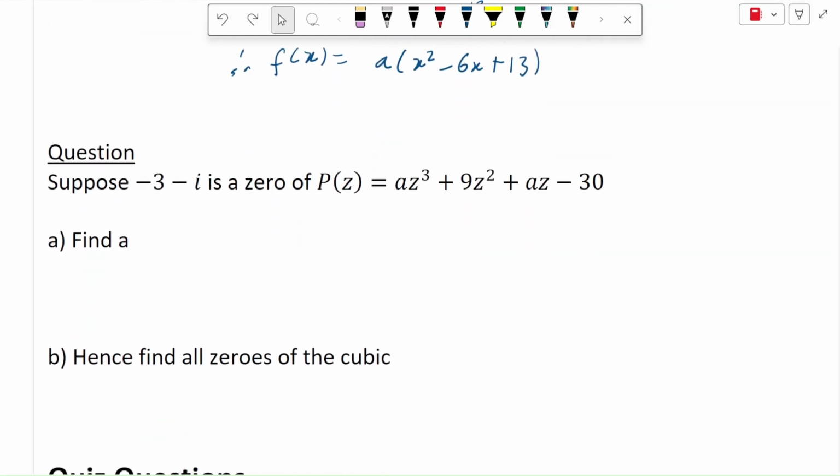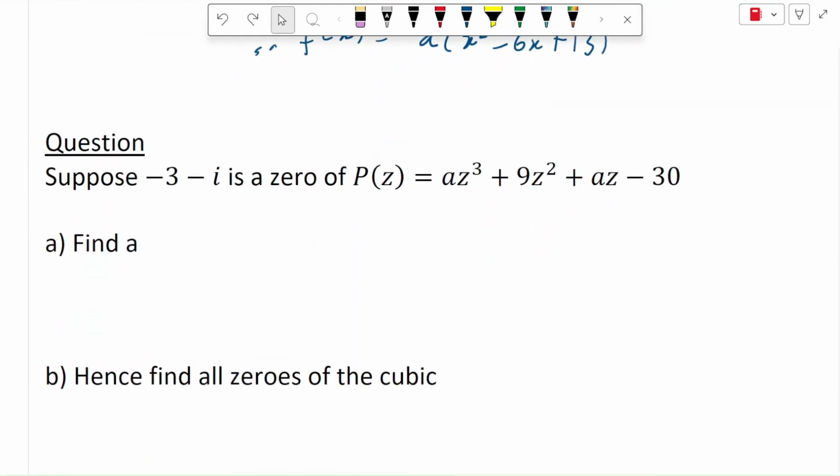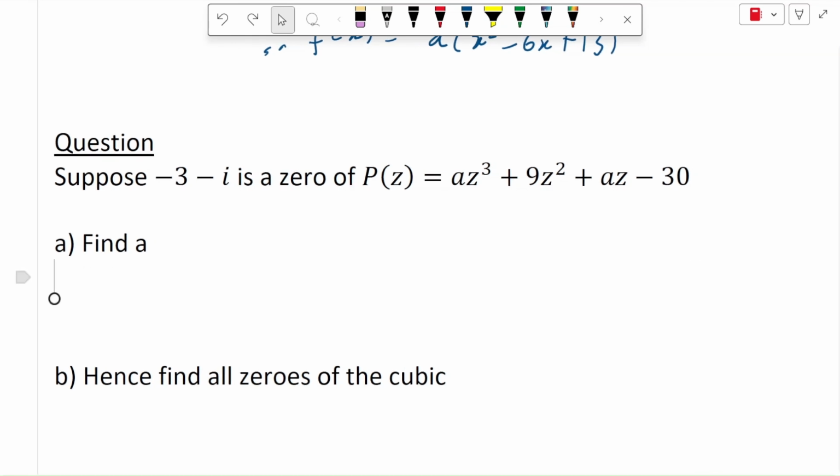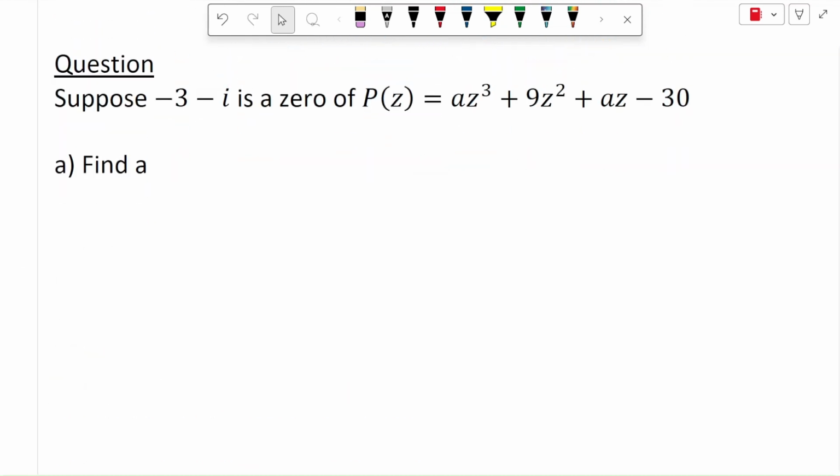All right, suppose that minus 3 take i is a 0 of that horrible thing. We're going to find a. So this is an example of what you end up being asked about this. If this is a 0, by definition, it's like an x-intercept or a root. Now, we don't tend to use the word x-intercept with the complex ones because you don't actually see it going through the x-axis. But what this tells us is that p of minus 3 take i equals 0.